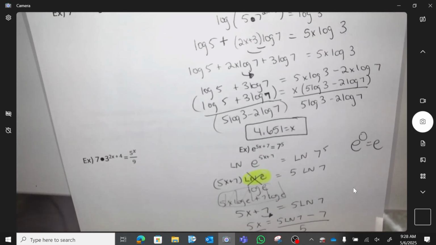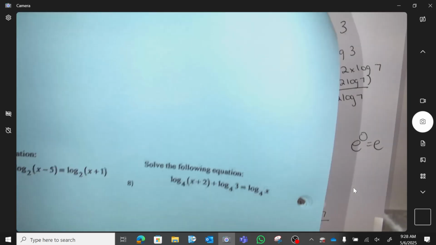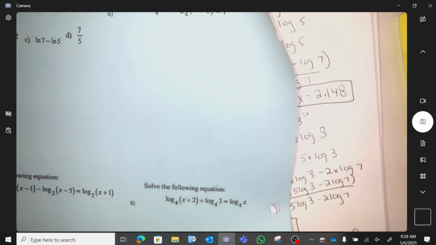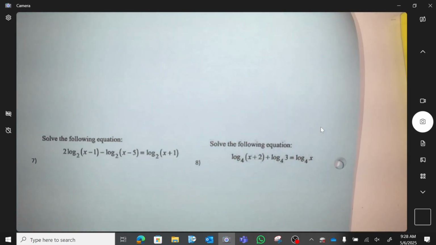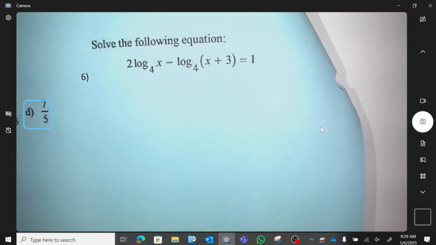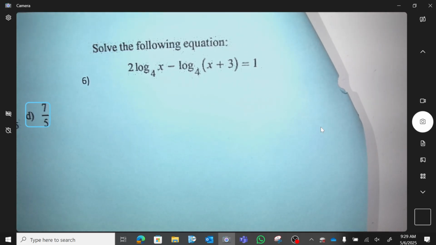Okay. So here we go. I'm in my book. I'm on page 18. We're going to do questions 6 and 8.